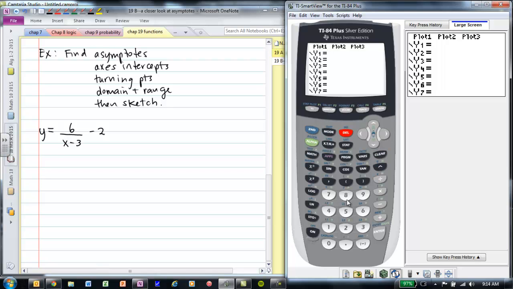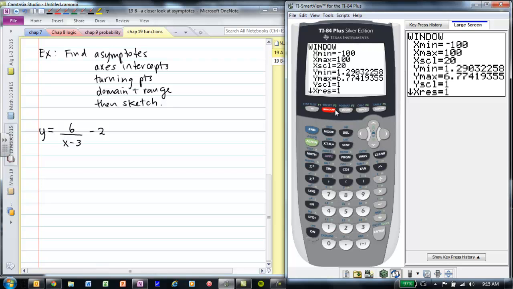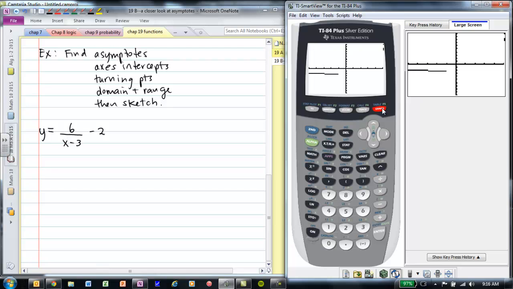So we're going to go ahead and type it in, 6 divided by, and I need parentheses for the denominator, x minus 3, close the parentheses, and then subtract 2. So I'm going to set my window to negative 100 to positive 100. I'm going to count by 20s. It doesn't really matter what my y-min and max are, but I'll just make them standard just in case. I want to make sure that I can see everything. And then I graph. Okay, so there's my graph.